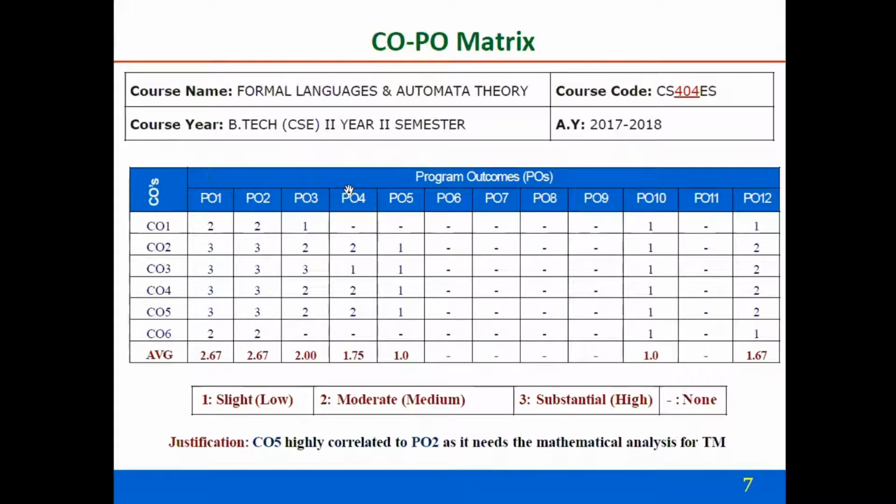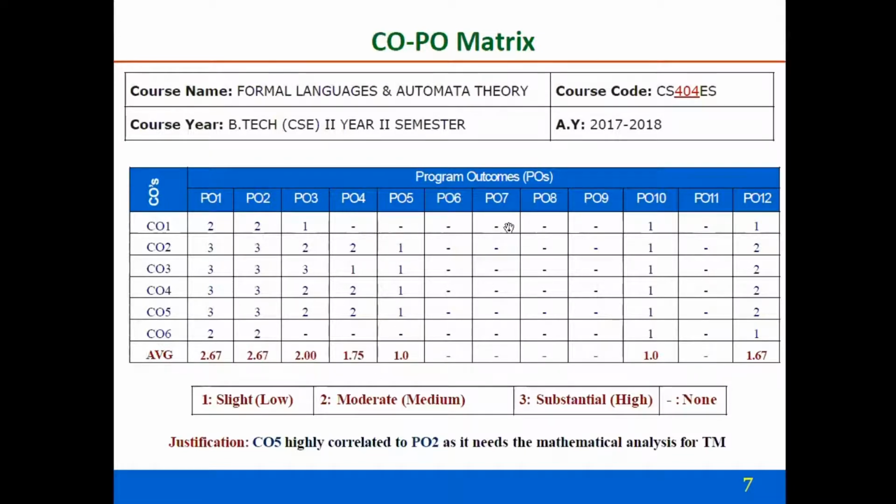Now after mapping is over, after discussing with the course coordinator and the team of instructors, we have to finalize this matrix. Then you have to take the weighted average of each and every PO. At the bottom row here you can see we have mentioned average. This is the weighted average. For PO1, you can take the average. Total 6 COs are there. You can add all these mapping values, 2 plus 3 plus 3 plus 3 plus 3 plus 2, divided by the total number of COs, 6. The average is 2.67. Then similarly PO2 also, PO3 also.